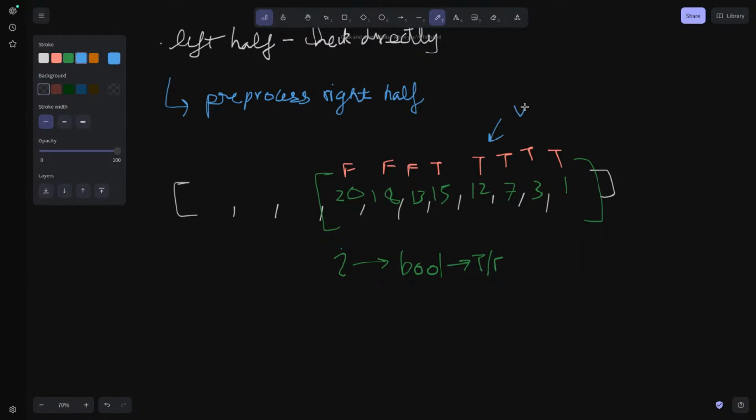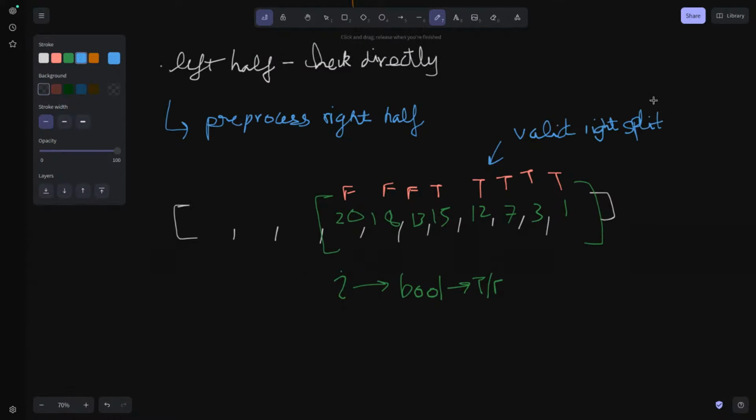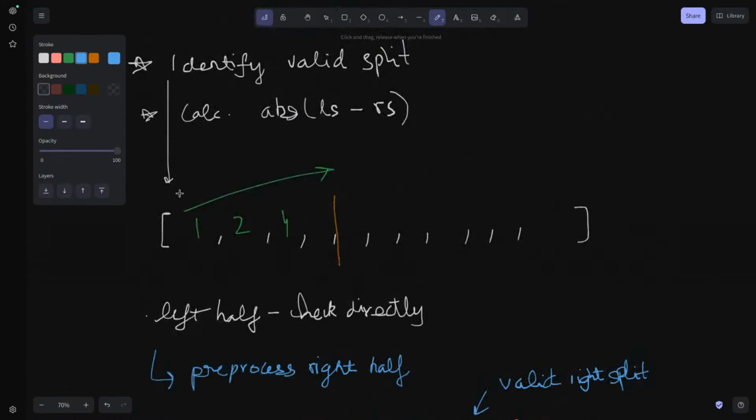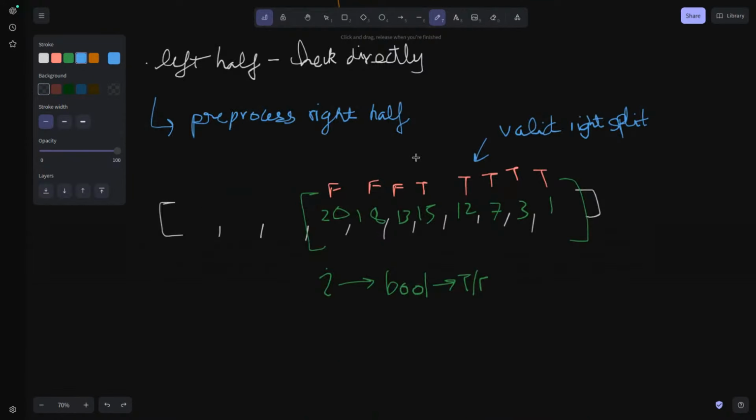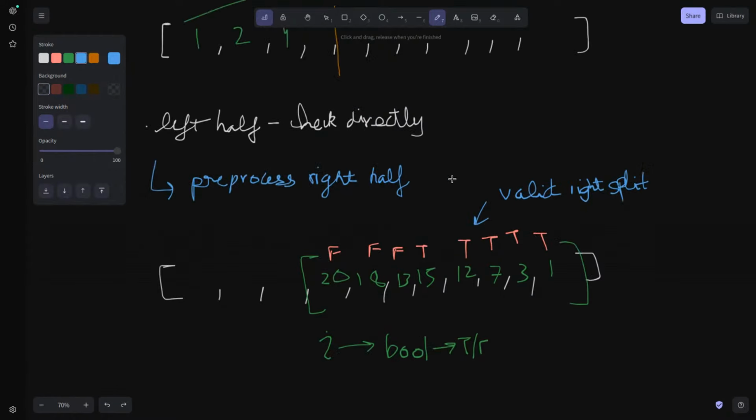Okay, so whether they're a valid right split. It tells you if a given position I is a valid right split. Okay, valid right split. So now all we need to do is combine both of these, right? We already had the left half. We could just iterate from left to right and check if the left half is valid or not. So now to check the right half, we just need to iterate backwards. So we can pre-process this iteration backwards and we can store it.